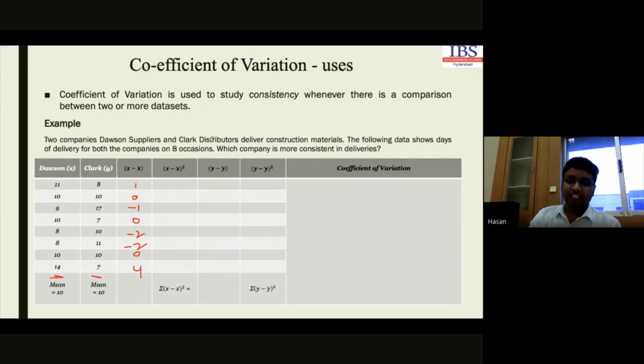We'll have to take the square. So we are basically making the mean squared deviation. Okay, so this is the deviation here. If we take the squared, it will be 1, then 0, then again 1, then 0, then 4, then 4, then 0, then 16. Okay, so in total it will be 26.